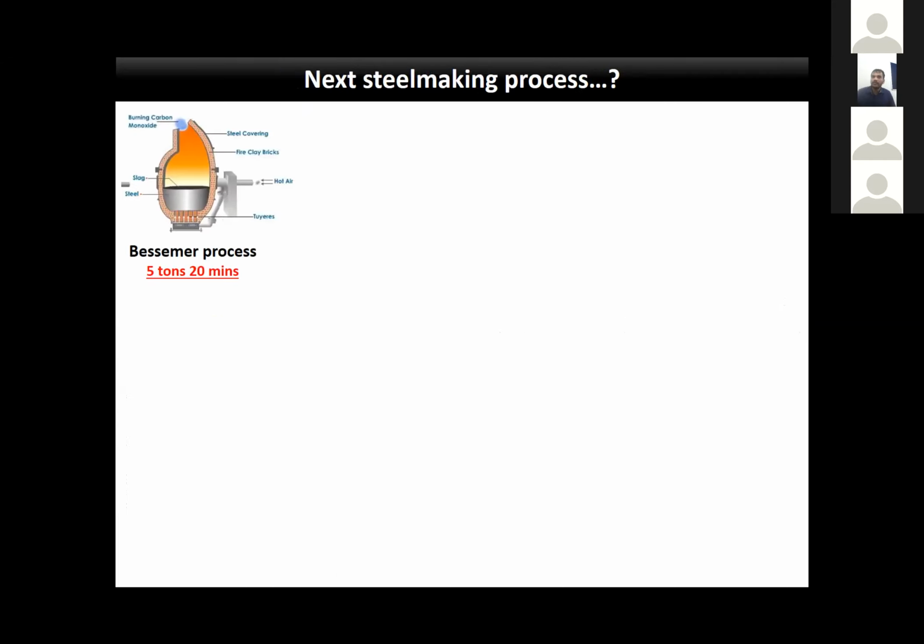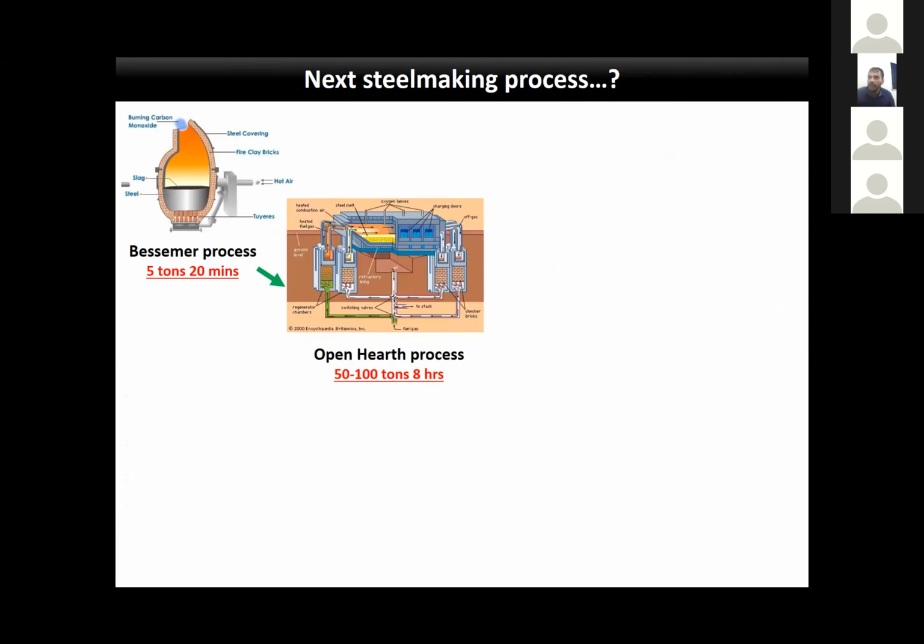So let us see with some numbers. The Bessemer process started with some 5 tons of liquid steel, which could be produced within 20 minutes. Later there was the open hearth process, where steel scrap is also used as a raw material, melted with a combination of liquid raw material, and the capacity of the open hearth process can be around 50 to 100 tons, and the process time goes beyond 8 hours.